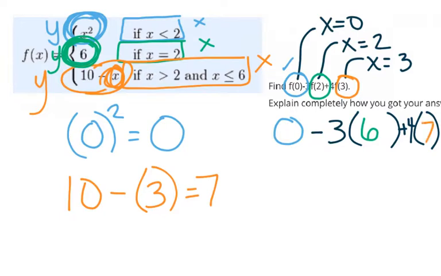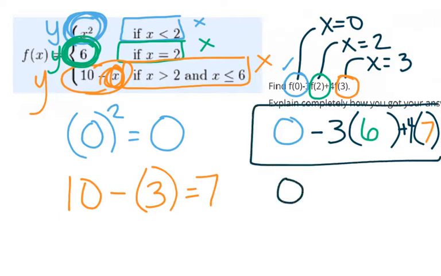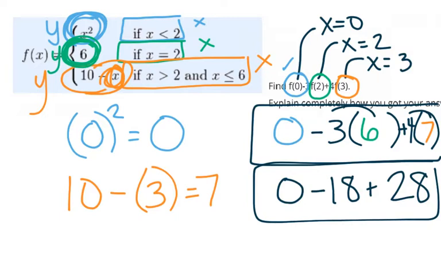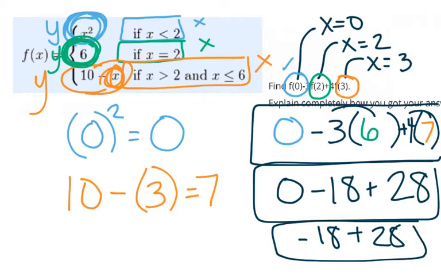Okay, so I've evaluated the piecewise, and now I'm just going to do all this extra stuff. So I got 0. Negative 3 times 6 is negative 18. 4 times 7 is 28. 0 minus 18 is negative 18. Negative 18 plus 28 is 10. So the answer I was looking for on the discussion post was 10. I know it's really confusing, but you've got to look at what you're evaluating the function at. You've got to know which one to plug it into. That's why I color coded it. Then you have to plug it in correctly.